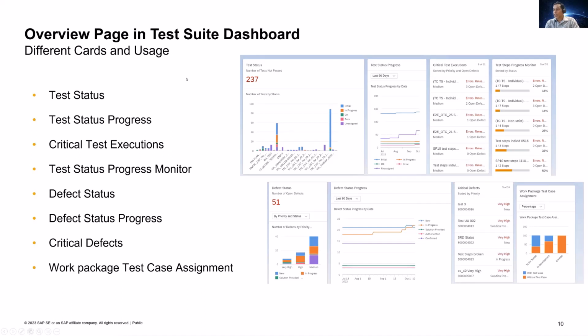All these cards are provided out of the box from SAP, and you can set the visibility of these cards to enabled or disabled. If you set it to enabled, you can see this data. If you set it to disabled, you don't see this data anymore, right?